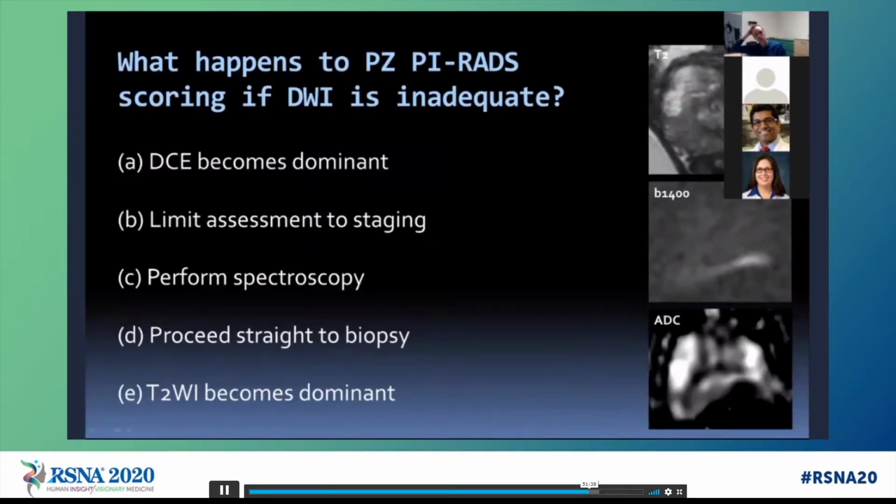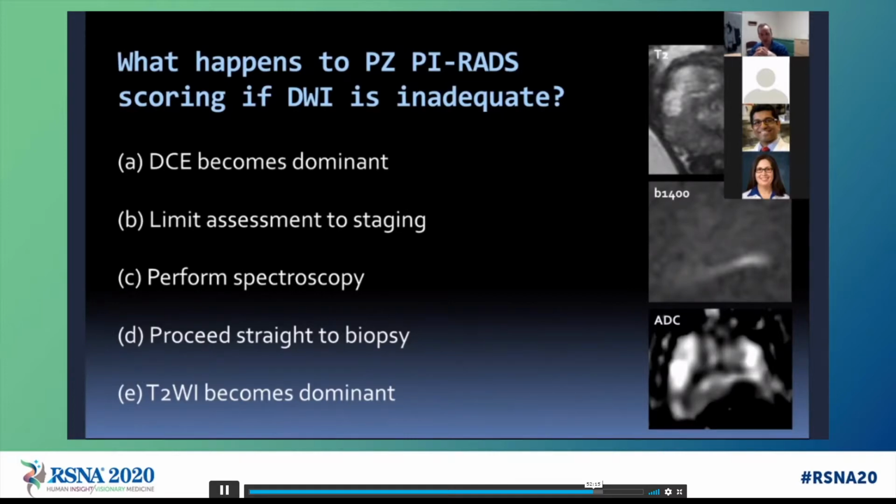This is a more general question in this context. If you're familiar with the PI-RADS scoring system, when we're in the peripheral zone, the diffusion weighted imaging is the dominant sequence, DCE is the second sequence, and T2 weighted imaging is all the way down in third place. So if we lose the diffusion weighted imaging, what happens? Does the DCE as the second sequence become dominant? Do we limit our assessment to staging only? Do we perform spectroscopy? Do we go straight to biopsy? Or does T2 weighted imaging become dominant? I'll give you a couple of seconds to think about that if you're playing along at home.